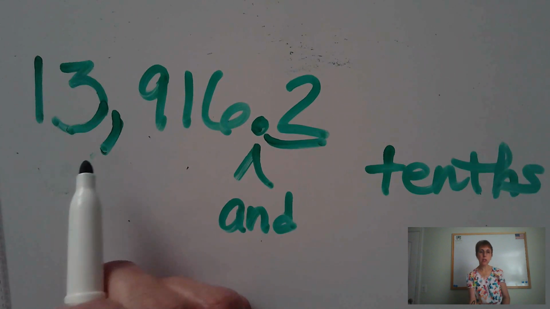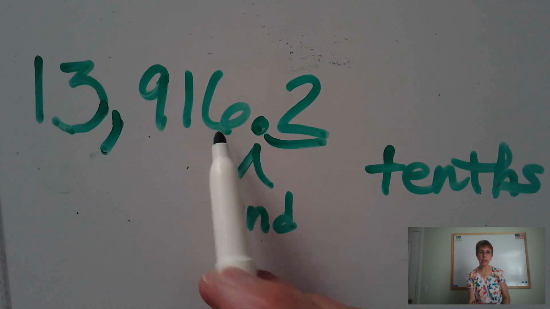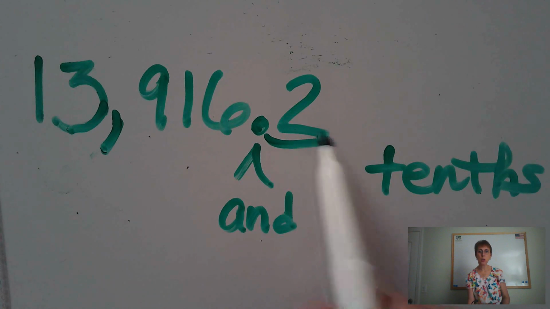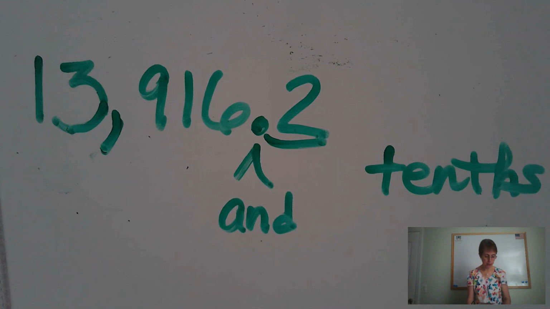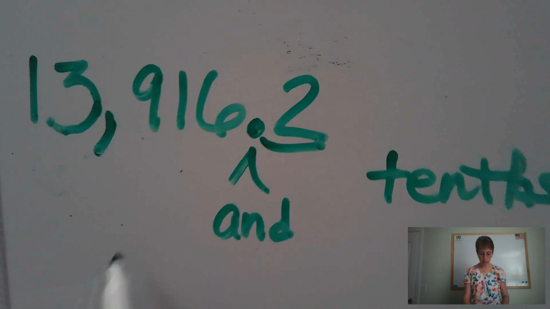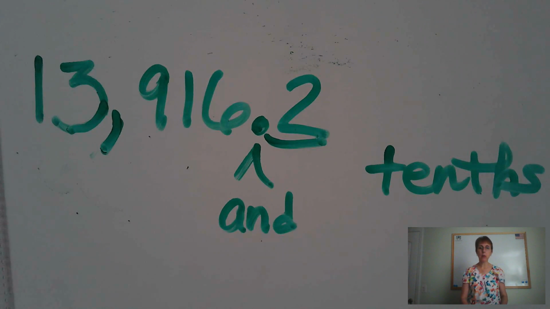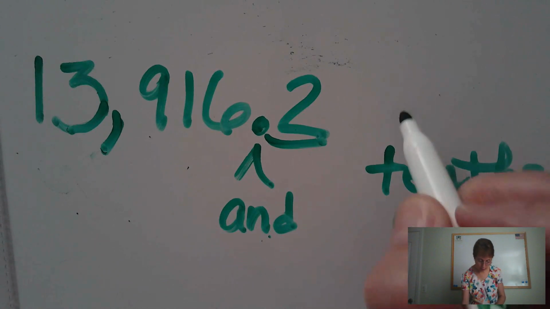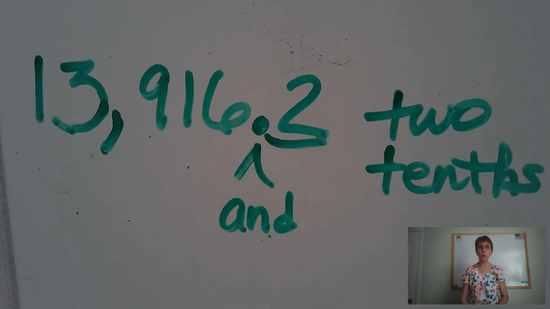So this is 13,916 and 2 tenths. And that's how you would write it. 13, and of course when you get to the comma, that's thousand. So 13,916, and then you would write "and 2 tenths."